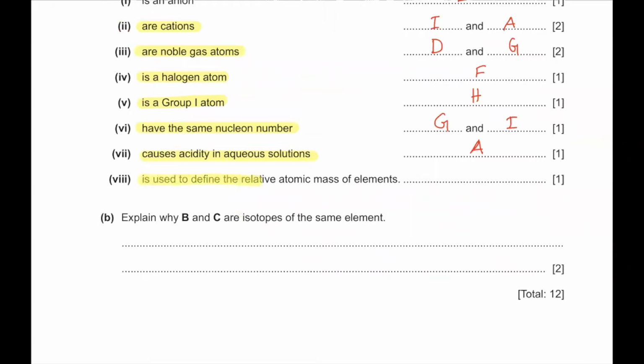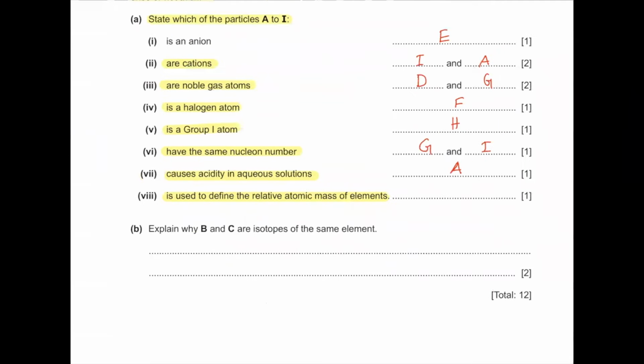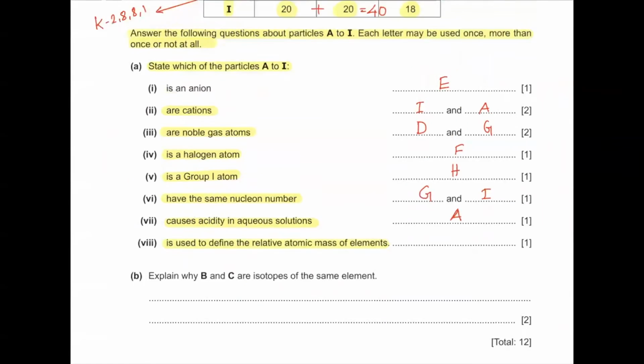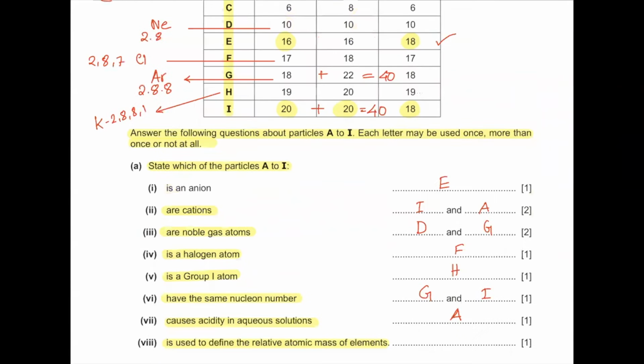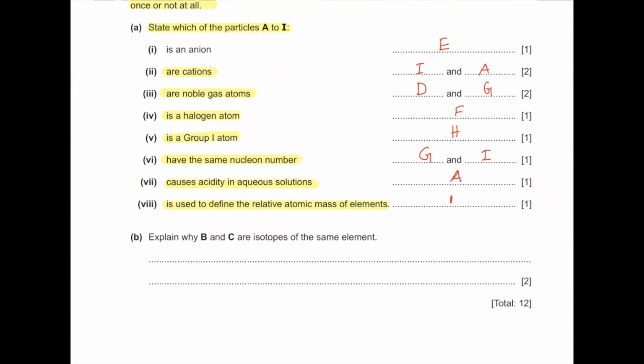Which is used to determine the relative atomic mass of elements? Relative atomic mass of elements is determined using carbon 12. So we look for anything that represents carbon 12 over here, 6 and 6. Proton number 6 is carbon. So this is C-12, and the answer is B for this one.